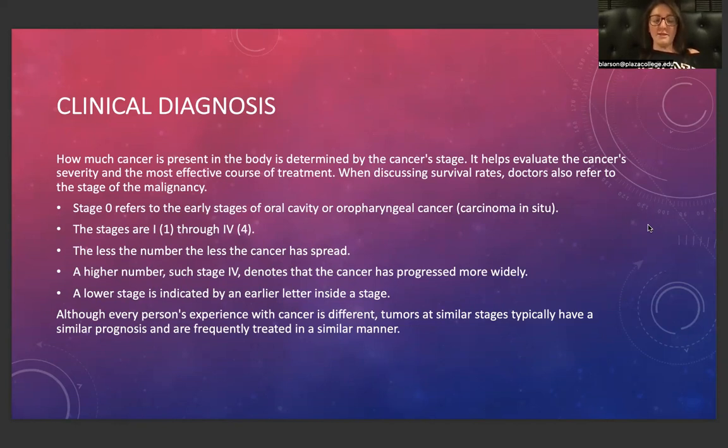A high number such as stage 4 denotes that the cancer has progressed more widely and spread away from the local spot where it started. A lower stage is indicated by an earlier letter inside of a stage. Although every person's experience with cancer is different, tumors at similar stages typically have similar prognosis and are frequently treated in a similar manner.